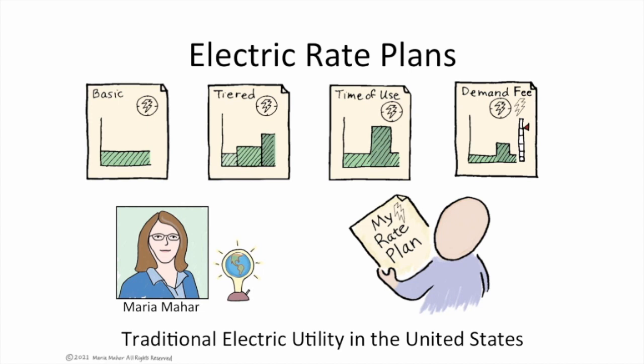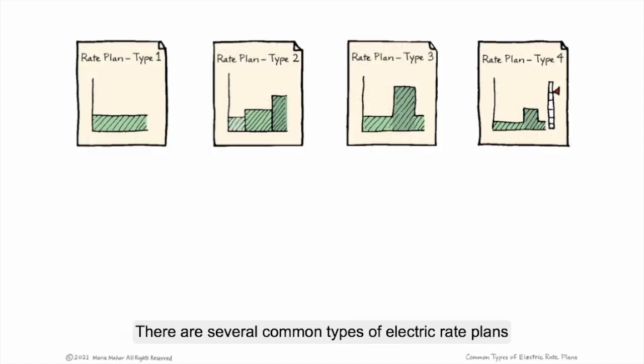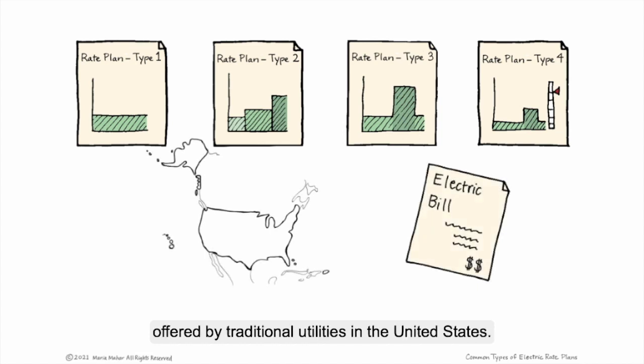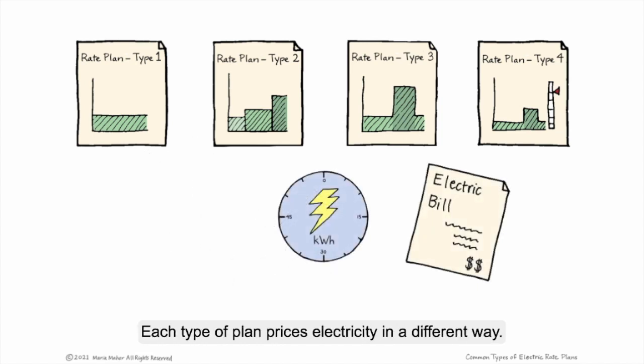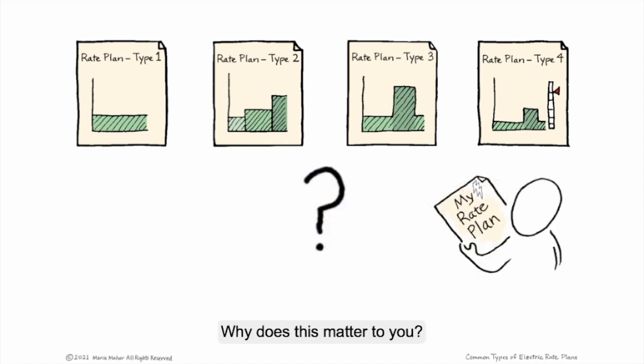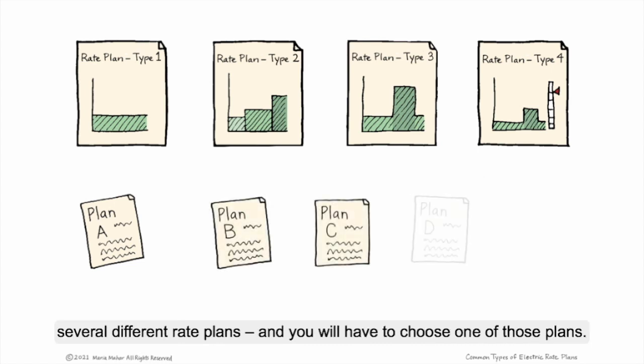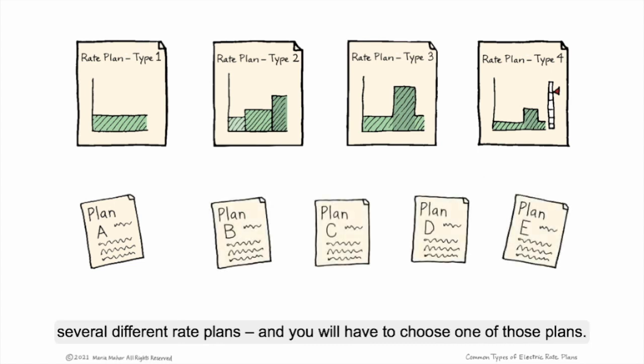Electric rate plans. Common types of rate plans under a traditional electric utility in the United States. There are several common types of electric rate plans offered by traditional utilities in the United States. Each type of plan prices electricity in a different way. Why does this matter to you? Because your electric utility probably offers several different rate plans, and you will have to choose one of those plans.